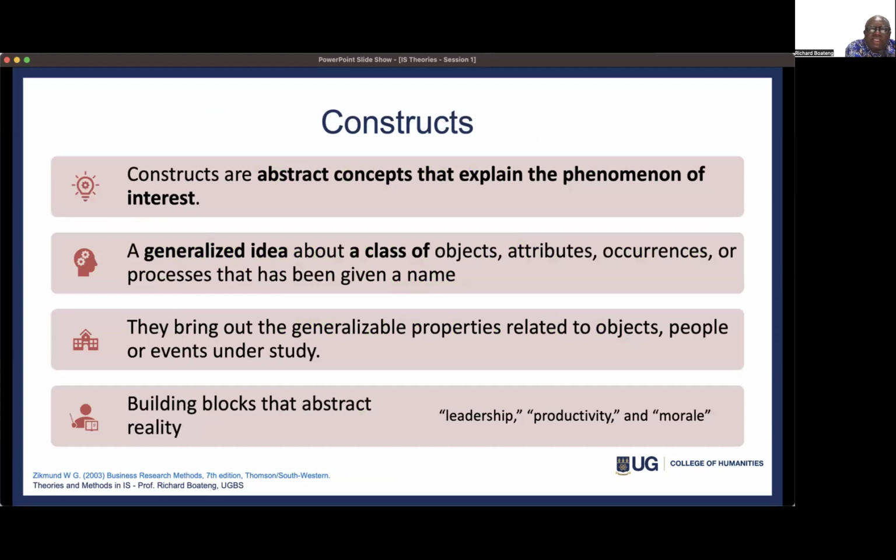Constructs are abstract concepts that explain the phenomenon of interest, like leadership, productivity, morale. A generalized idea about a class of objects, attributes, occurrences, and processes that have been given a name. Okay. They bring out the generalizable properties related to the objects, people, and events under study. One thing we have to appreciate here is that the abstract concepts tend to reflect and explain the phenomenon. So you have leadership as one, productivity as one, and then morale as one. Okay.